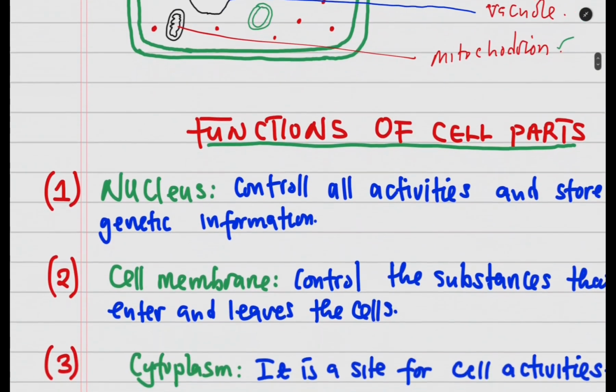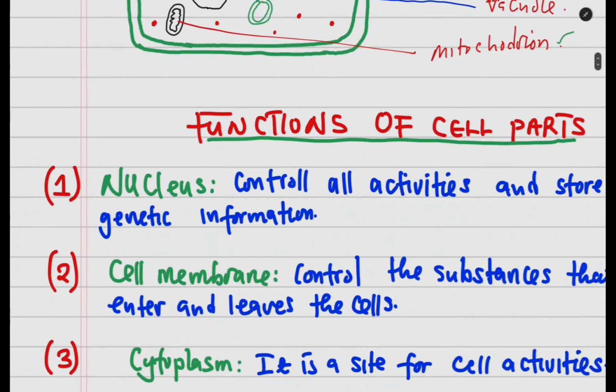Okay, so to start with, we are going to start with the nucleus. What is the function of the nucleus? In short, the nucleus controls all the activities and it stores genetic information. One of the topics that we are going to cover in biology is genetics. So you should be able to know that the nucleus controls all cell activities and stores genetic information.